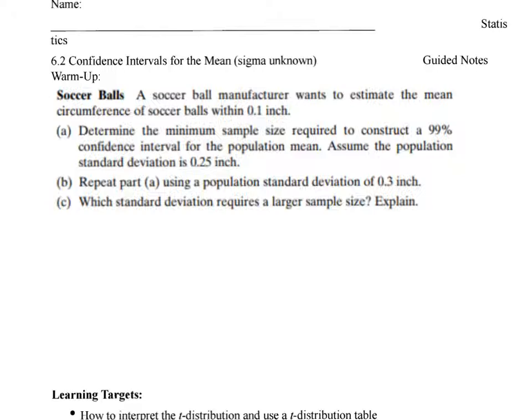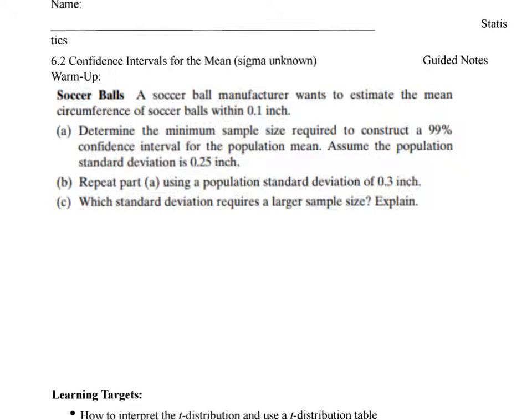But before we get started on that, which is confidence intervals for the mean with sigma unknown, meaning we do not know the population standard deviation, I want you guys to pause, work on this warm-up from 6.1. It's all about determining the minimum sample size, so you'll need to go back and look at that formula. All right, so let's get started here.